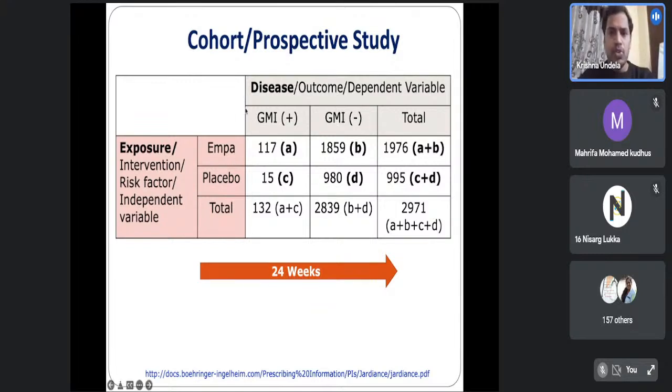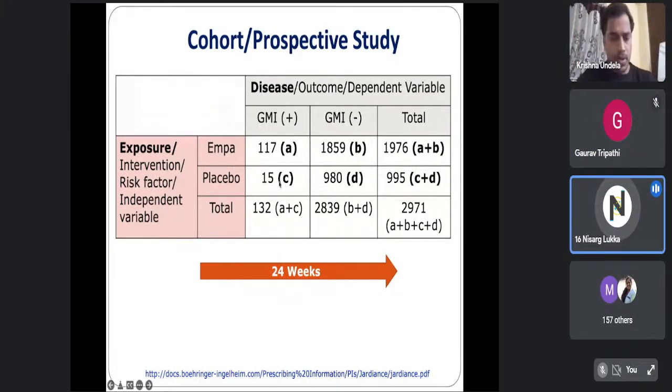If you calculate the ratio, can someone quickly calculate and tell me the ratio for empagliflozin and the ratio for placebo? It's very simple: 117 divided by 1976 into 100, and 15 divided by 995 into 100. So what percentage in the empagliflozin group got the mycotic infection? 5.9%.